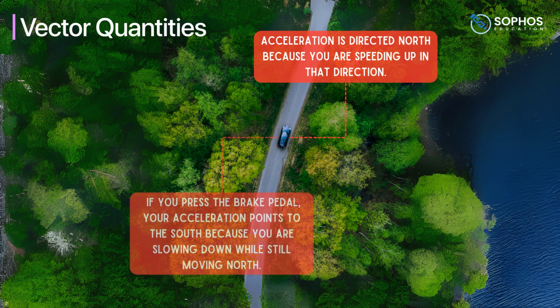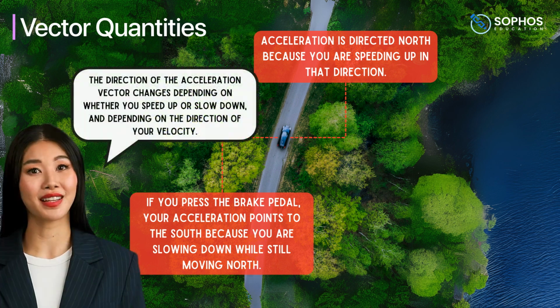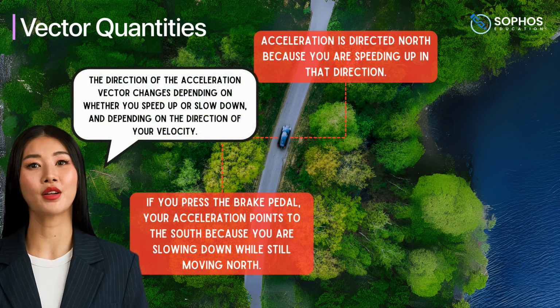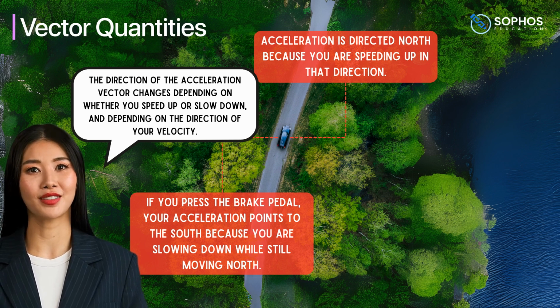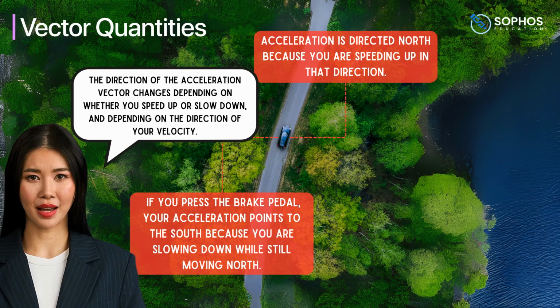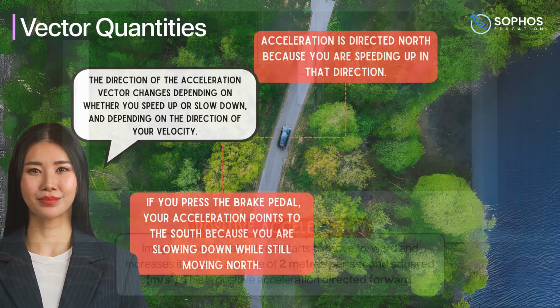Conversely, if you press the brake pedal, your acceleration points to the south because you are slowing down while still moving north. Thus, the direction of the acceleration vector changes depending on whether you speed up or slow down, and depending on the direction of your velocity. Let's consider a couple of real-world examples to help us see this more clearly.